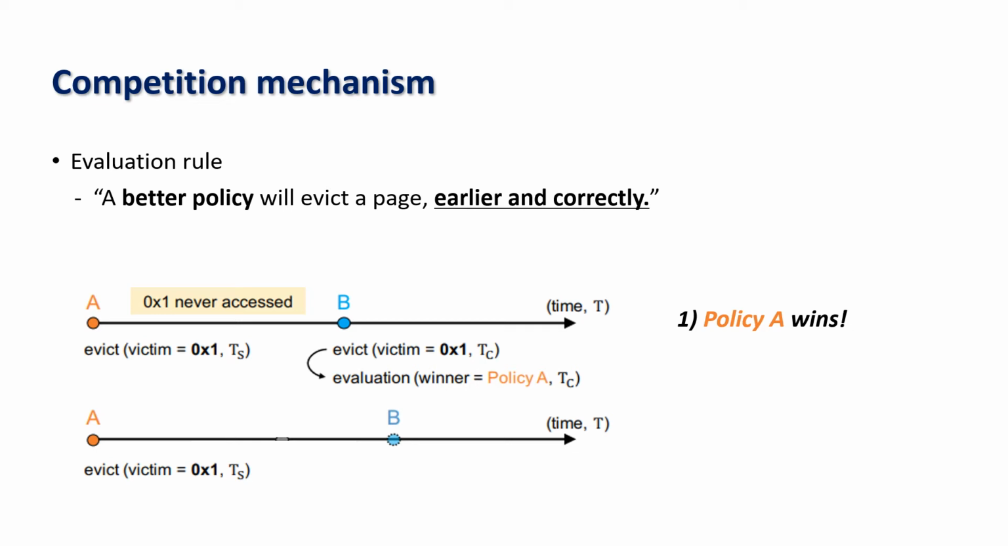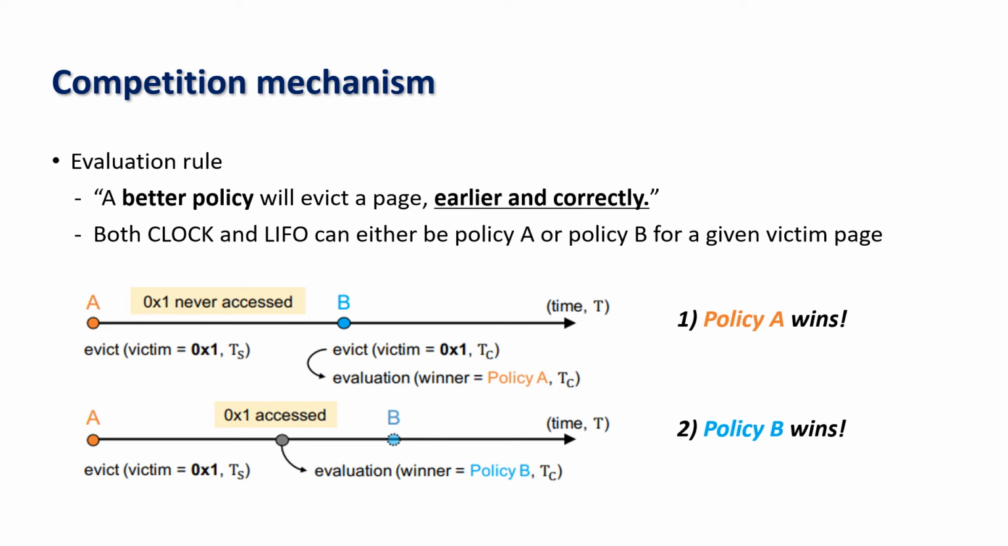Let's see another example. This time, the page has been accessed before policy B decides to evict this page. This means policy A made a misprediction, and B wins. Note that both clock and LIFO can either be policy A or B for a given victim page.